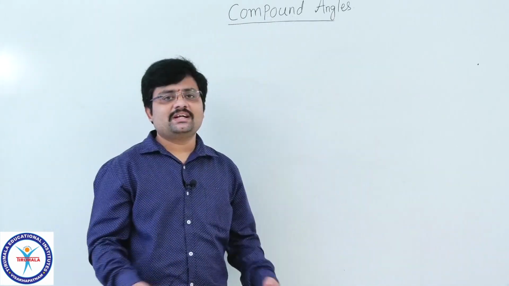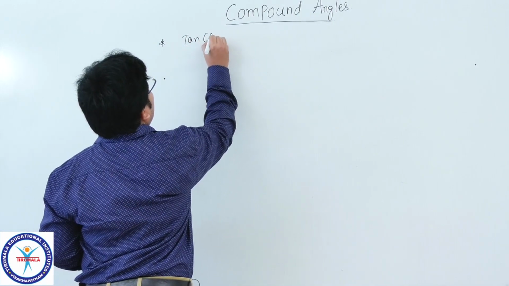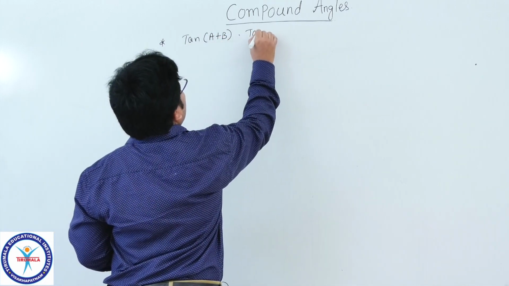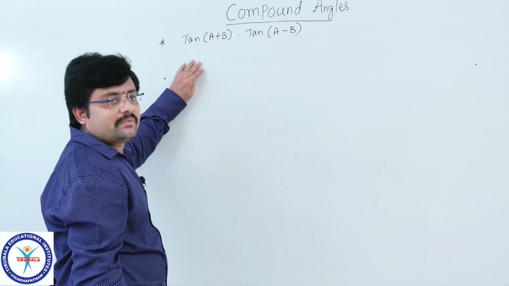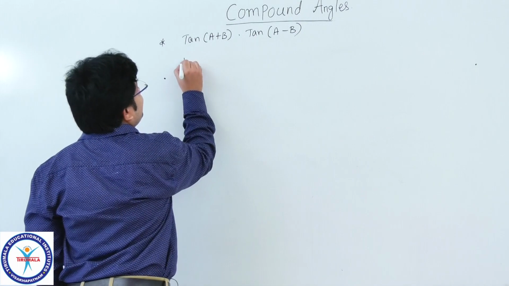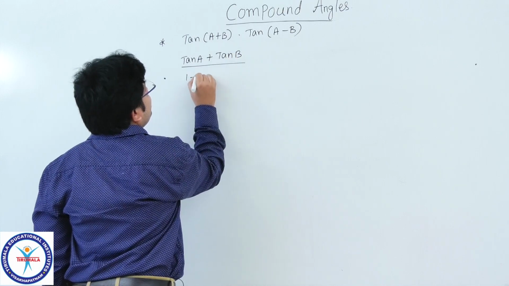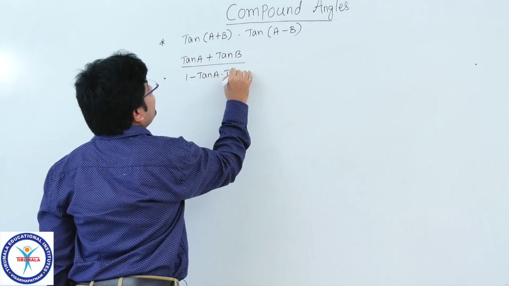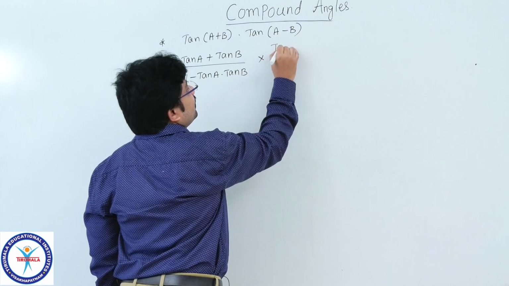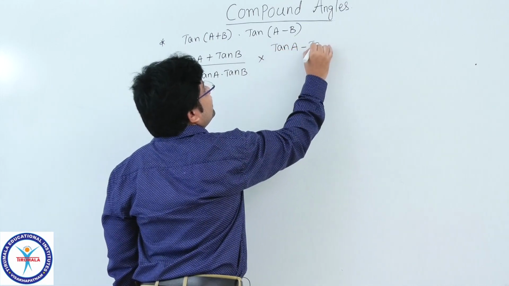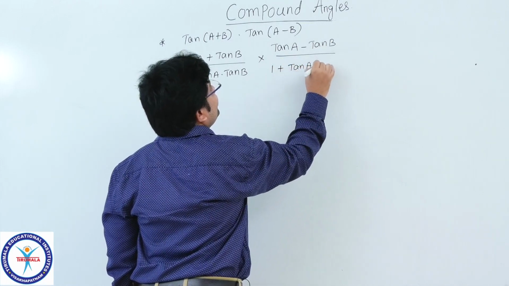Now let us learn another important point, that is tan(A+B) into tan(A-B). So, tan(A+B) into tan(A-B). What is tan(A+B)? Tan A plus tan B by 1 minus tan A into tan B, into tan(A-B). Tan(A-B) is tan A minus tan B by 1 plus tan A into tan B.